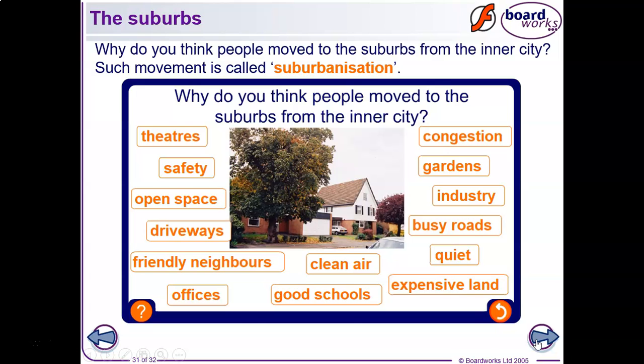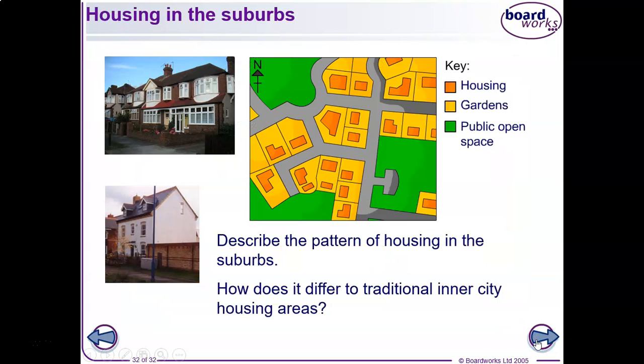So why do you think people moved from the inner city to the suburbs? This is known as suburbanization. And there's plenty for you to digest there, which you can give examples of when you are writing your essays. Finally, then, housing in the suburbs. You need to know this.